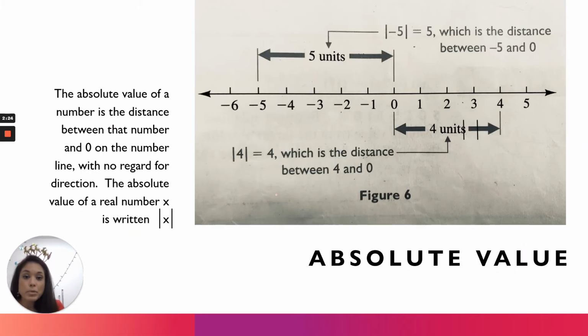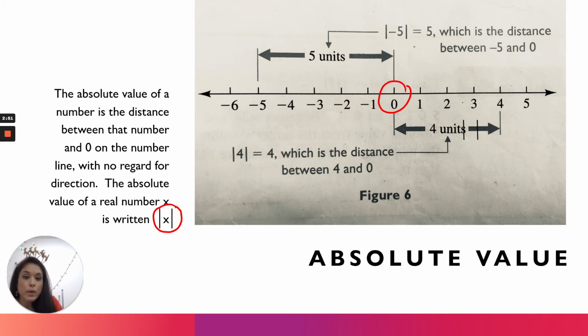So let's talk about absolute value. The absolute value of a number is the distance between that number and 0 on the number line, with no regard for direction. It doesn't matter if it's positive or negative. The absolute value of a real number is written with the bars and the number on the inside.